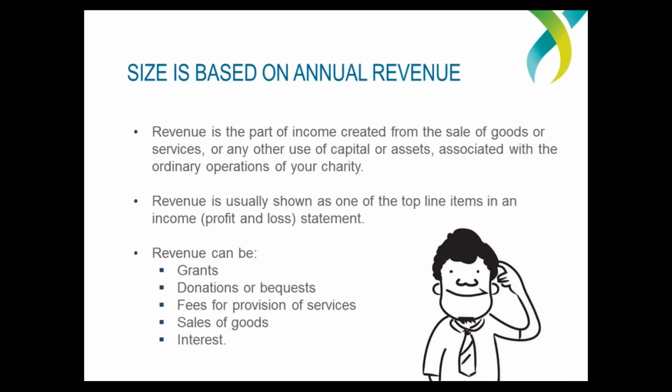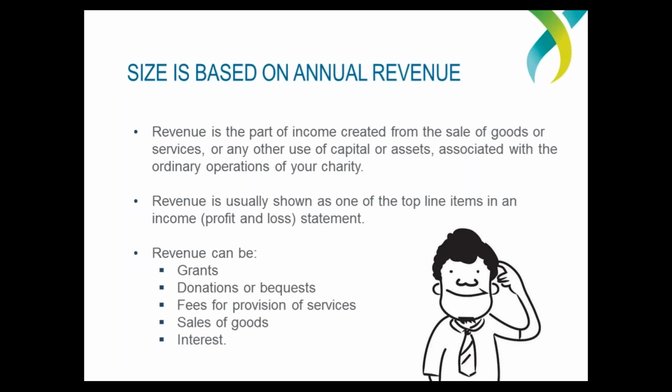So as Chris mentioned, the ACNC calculates size based on revenue. Just as an overview, revenue is part of an organisation's income, which is created from the sale of goods or services or any other use of capital or assets associated with the ordinary operations of your charity. It can include things like grants from government, foundations or other organisations, any donations or bequests, any fees for services, any sale of goods, and any interest earned on investments and dividends.